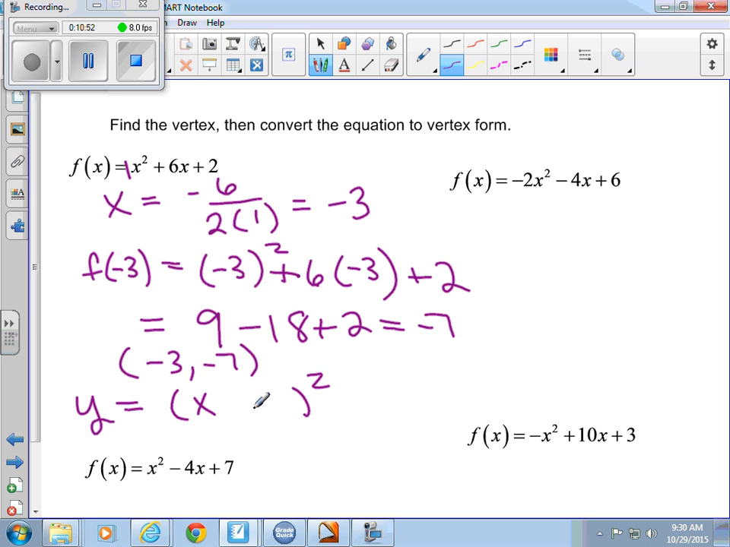X minus the X value of the vertex, since that's -3, we get x plus 3 minus 7. Done. So I've now converted from standard form to vertex form. Found the vertex, then I've got vertex form. Try the next one.